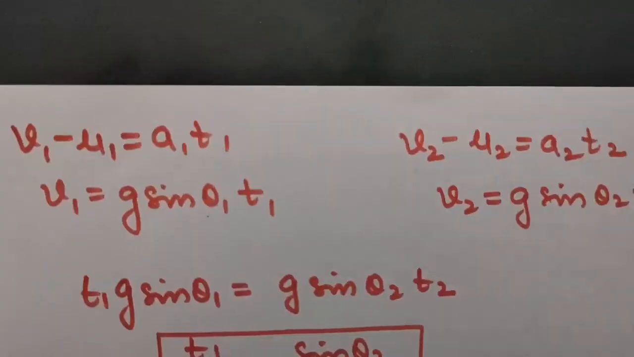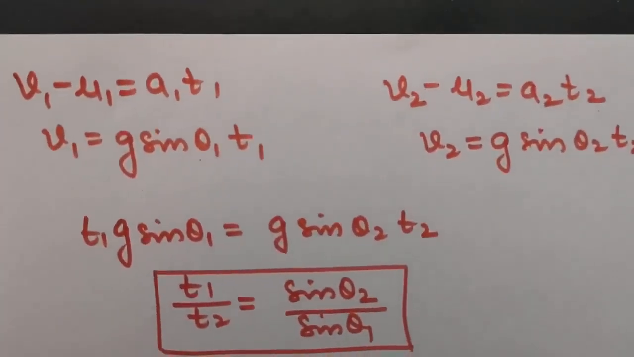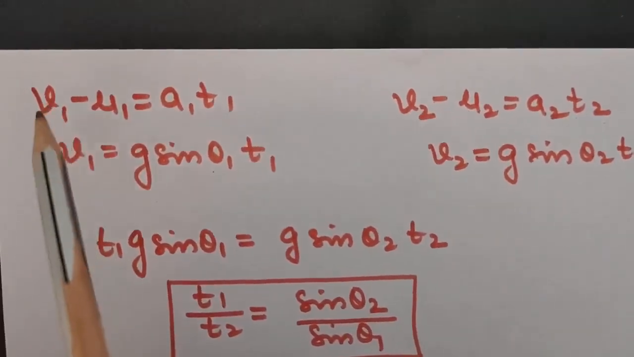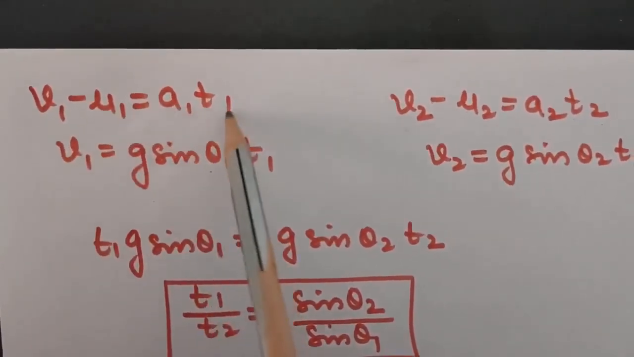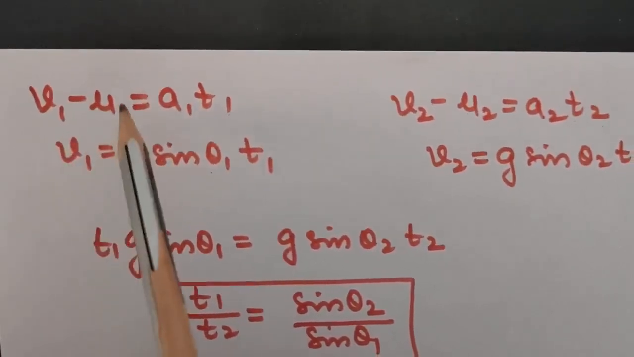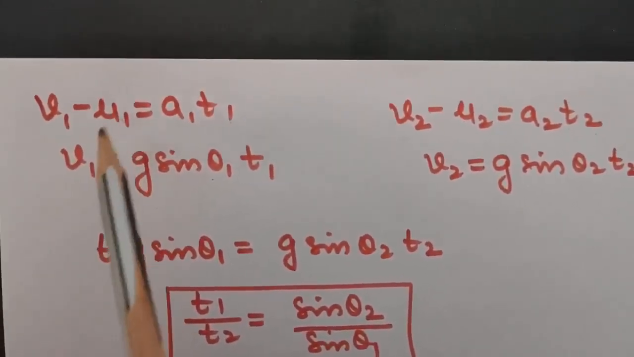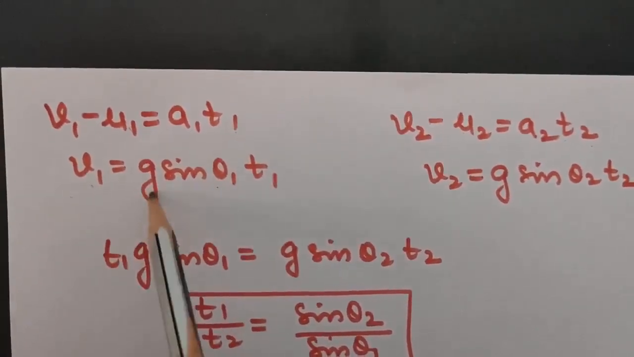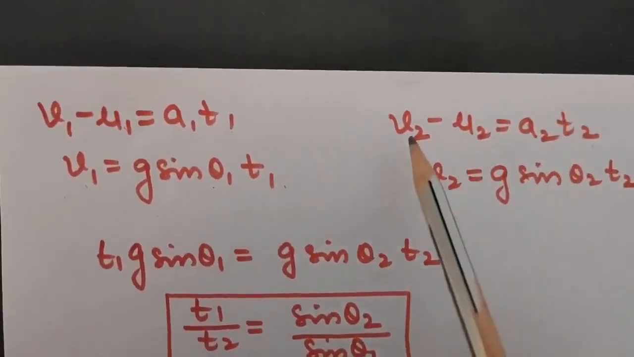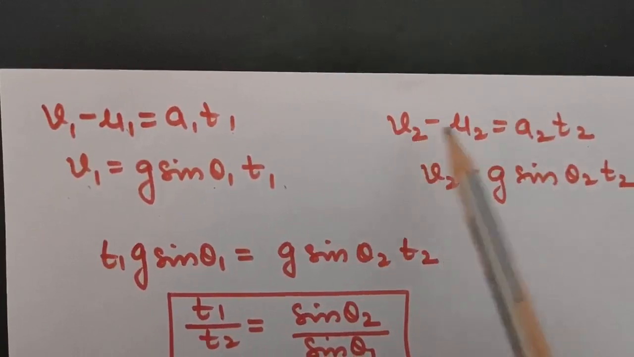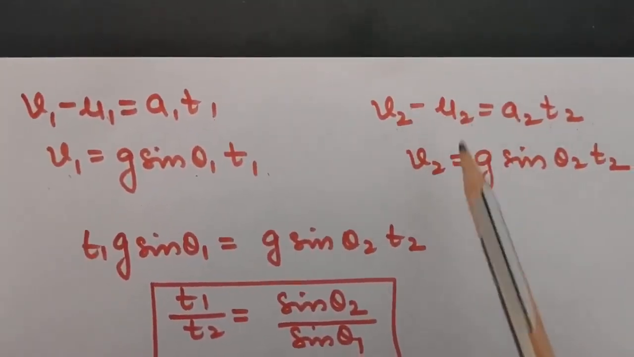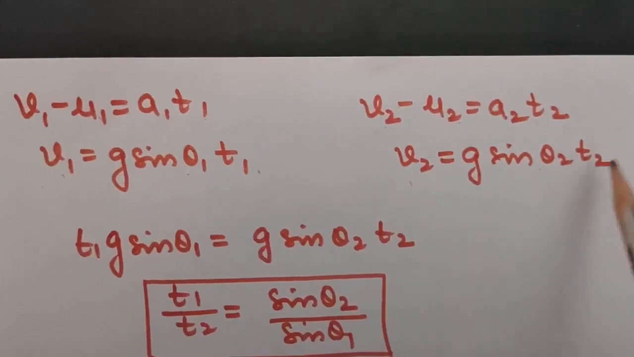Now, for both of them, use the relation v minus u is equal to at. So v1 minus u1 is equal to a1 t1. Because initially the block was at rest, u1 is 0. And a1 is g sin theta 1, so v1 will be g sin theta 1 into t1. Similarly, for the second case, v2 minus u2 will be equal to a2 t2. u2 is 0, so v2 will come to be g sin theta 2 into t2.